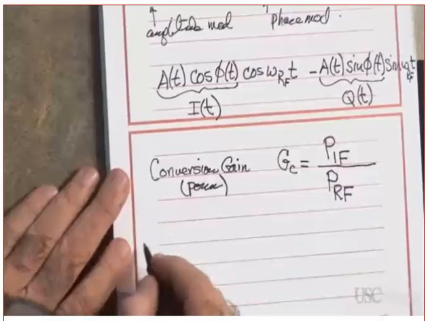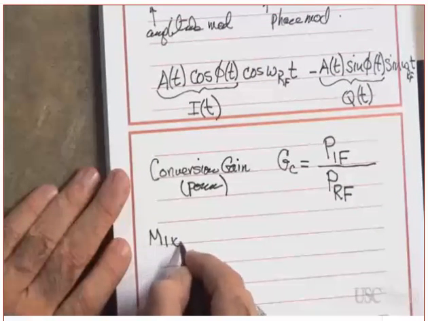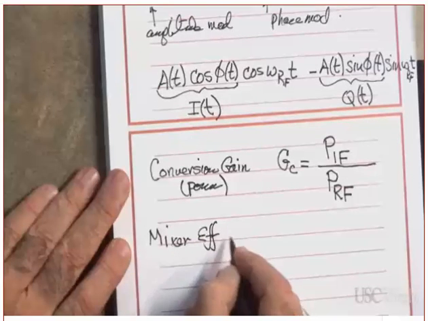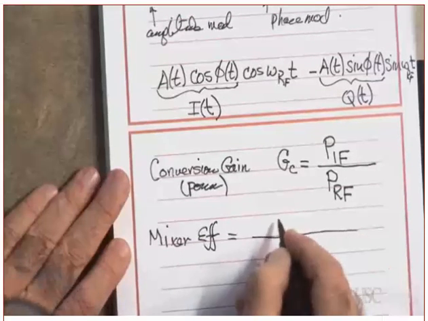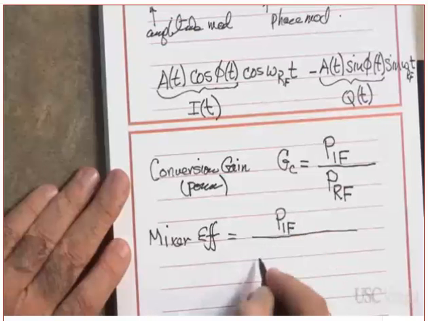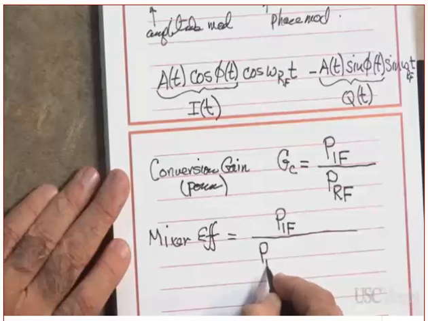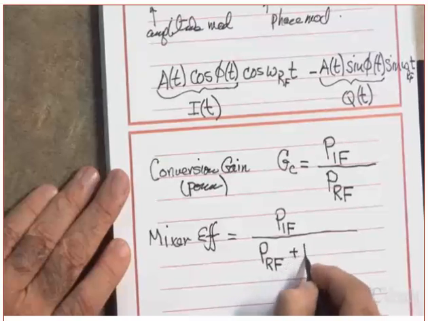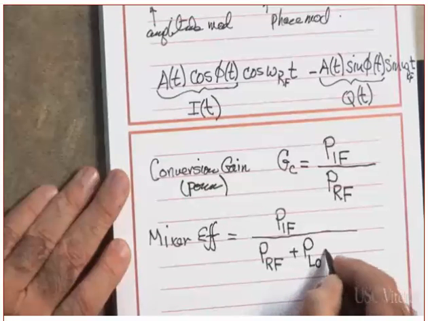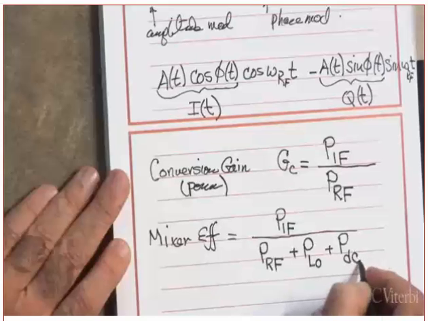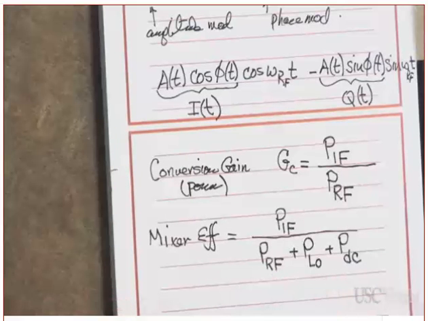Okay. Sometimes, by the way, they also define the mixer efficiency. Let's see if you can follow this. It's PIF divided by PRF plus PLO plus PDC. What are PRF, PLO, PDC? The PRF is the RF input power. The PLO is the power from the local oscillator. And the PDC is the power from the power supply.